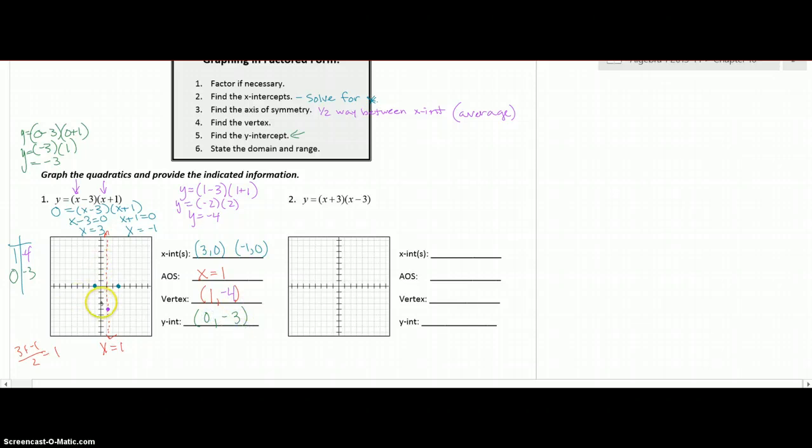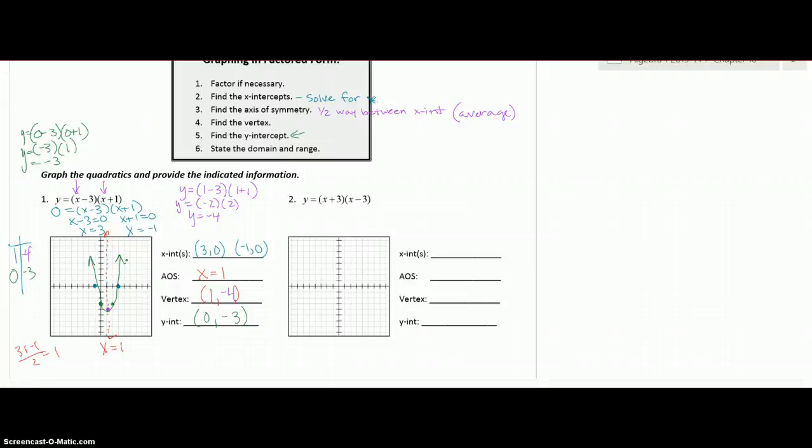Plot that on our coordinate plane here, and because that is an axis of symmetry, that red line there, we can reflect that over to get another point on the other side, so that when we connect the dots, we have a really smooth curve for our parabola. Step 6 says to state the domain and range, and we will do that in class tomorrow.